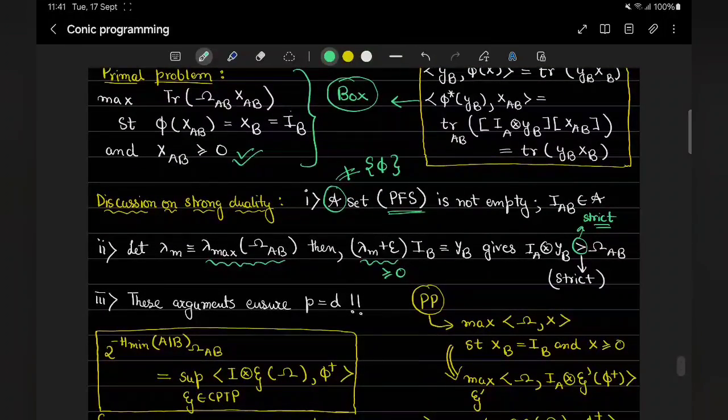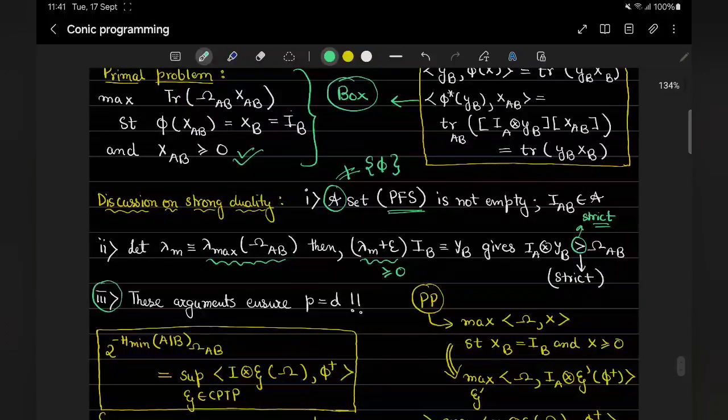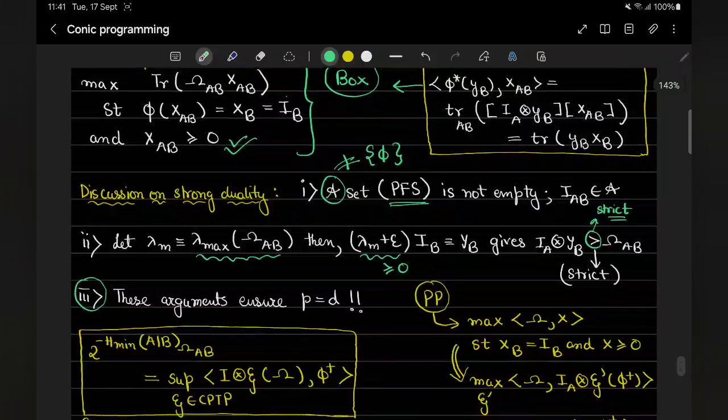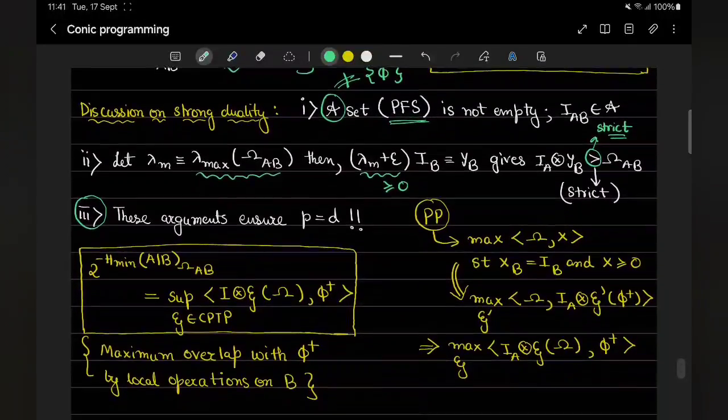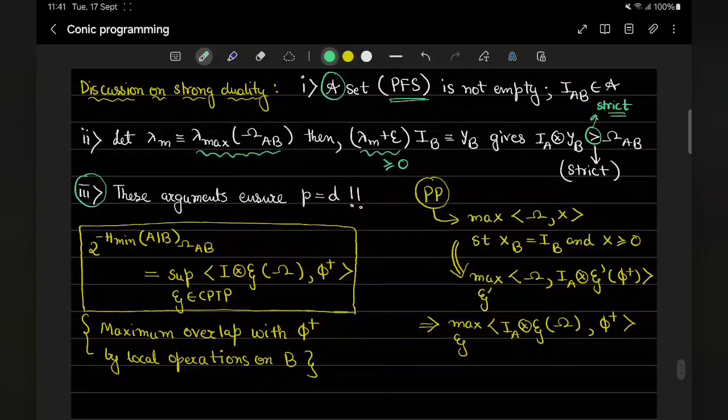So this idea of relative interior we will look into in detail when we talk about strong duality. And the point is, these arguments show that the primal and dual problem are the same. So this set A being non-empty and set B having a relative interior shows this kind of thing. So with this idea we can now say the primal problem can be massaged in a particular way.